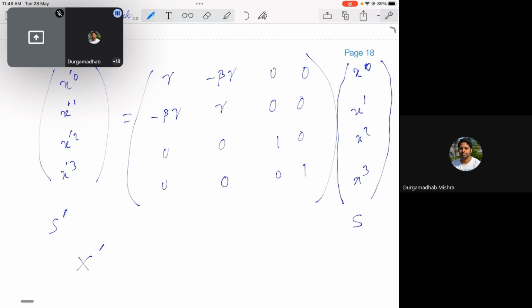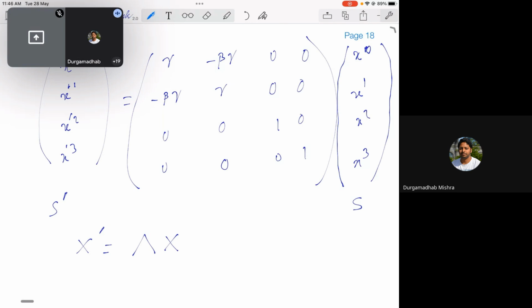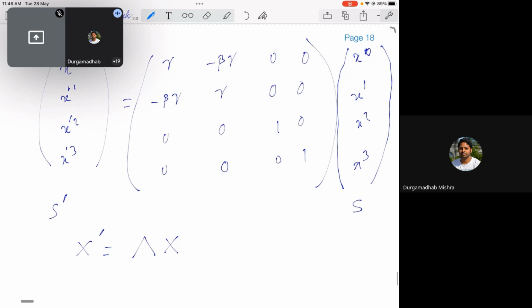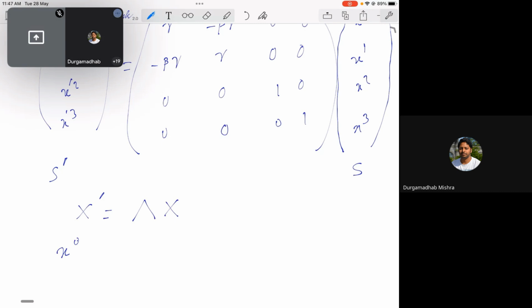A simple way of writing it is x prime equals lambda times x, where lambda is this 4 by 4 matrix. You can write down the individual components. So what is x0? x0 is the time coordinate, c times t. x1 is simply your x, x2 is y, and x3 is z. So this is how the Lorentz transformation is written in the special theory of relativity. Instead of writing x, y, z and the fourth coordinate as ct, you write a 4-coordinate system x0, x1, x2, and x3, which transforms according to this matrix relation.